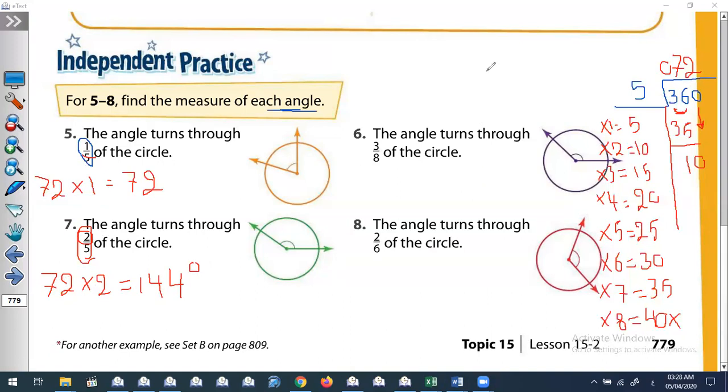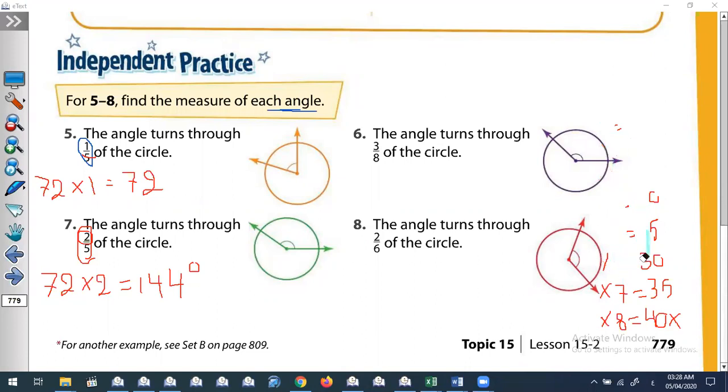Another exercise. Here we have the fraction: the angle turns through 3 over 8 of the circle. This is the fraction. Step number 1, you have to divide 360 by 8 first. Divide 360 by the denominator, 8. Make a long division because it's not in the table of 8.